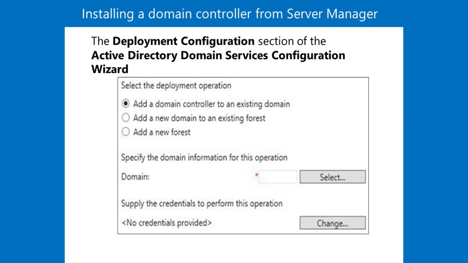Which level will you choose for the forest functional level? The forest functional level determines the forest features that will be available, and the supported domain controller operating system. This also sets the minimum domain functional level for the domains in the forest. Which level will you choose for the domain functional level? The domain functional level determines the domain features that will be available, and the supported domain controller operating system.